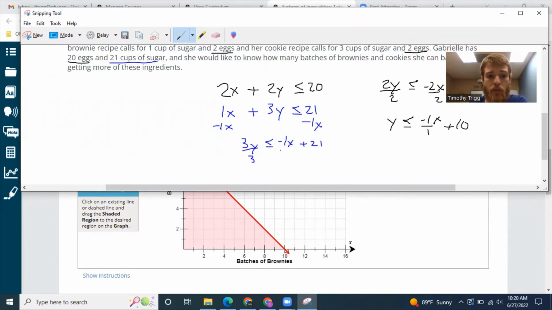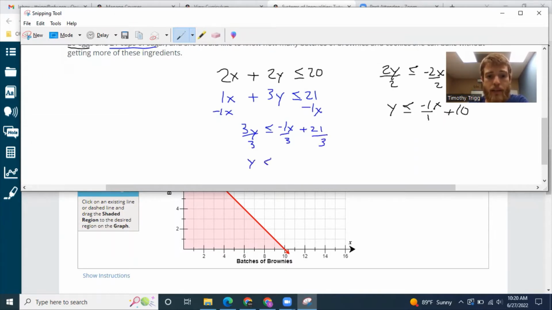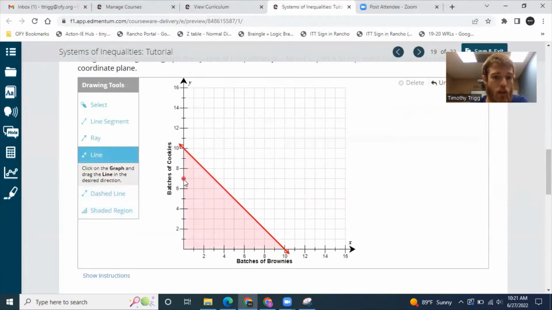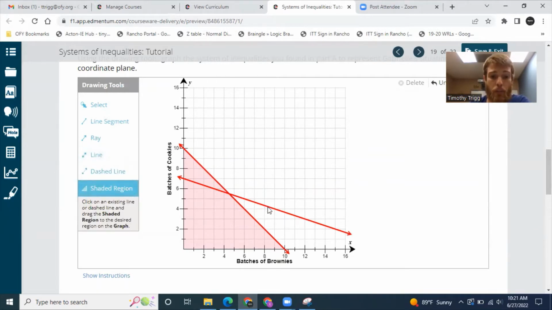Divide by 3 on both sides of the inequality in order to get y by itself. So that gives us that y is less than or equal to negative 1/3 x plus 7. In this one's case, our slope tells us down 1 over 3, okay? And we have a y-intercept of 7. So we want a solid line once again, start at the y-intercept at 7, down 1 over 3, and once again, it was less than or equal to. So once again, we're going to shade below.